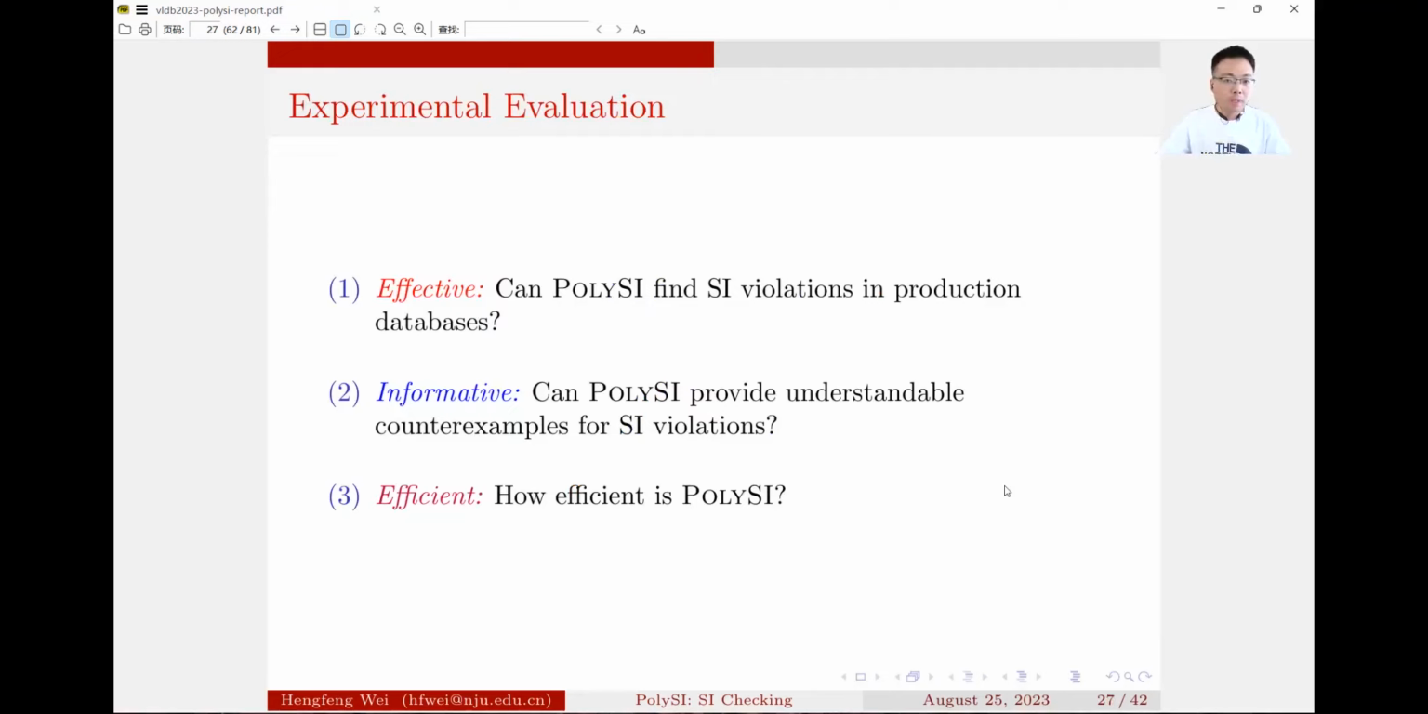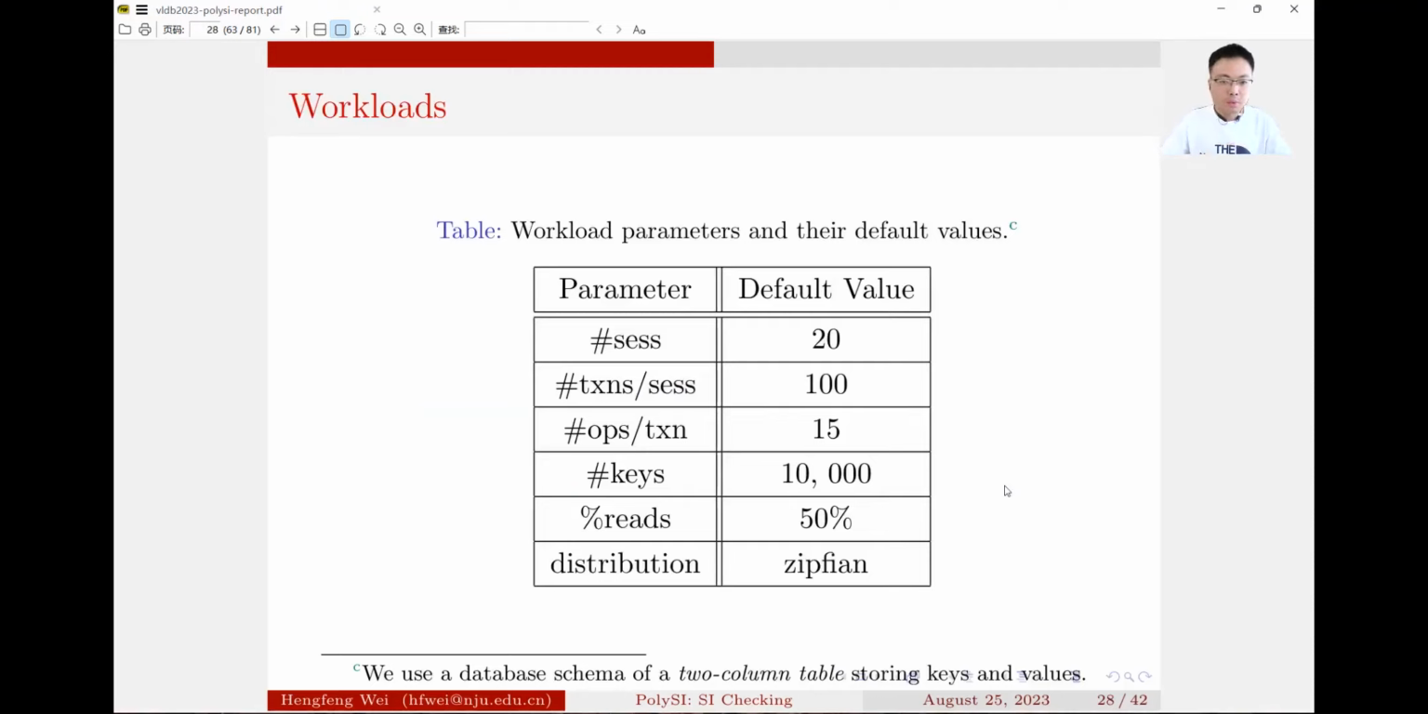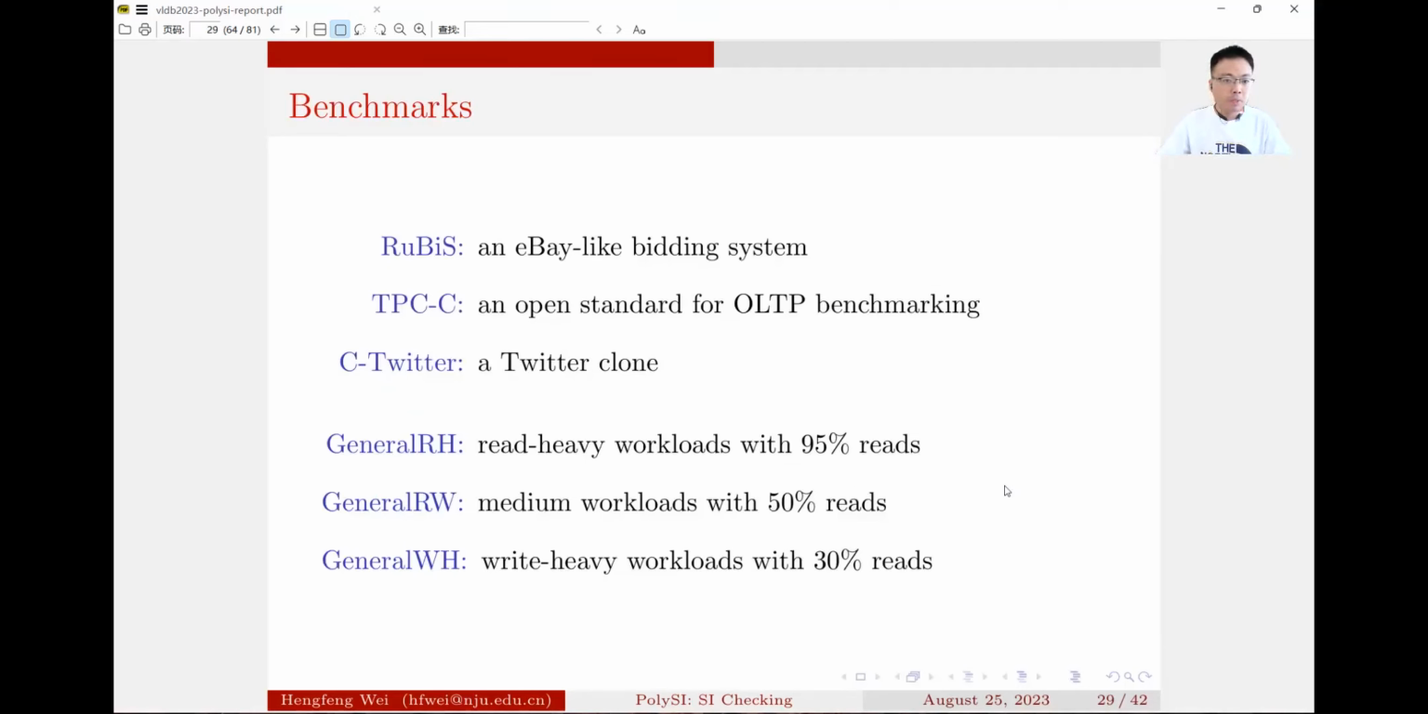In the experimental evaluation, we answer the following three questions. Can PolySI find snapshot isolation violations in production databases? Can PolySI provide understandable counterexamples for SI violations? And how efficient is PolySI? This table shows the workload parameters and their default values. We use 6 benchmarks, including RUBiS, TPC-C, C-Twitter, and 3 artificial workloads with different ratios of read and write operations.